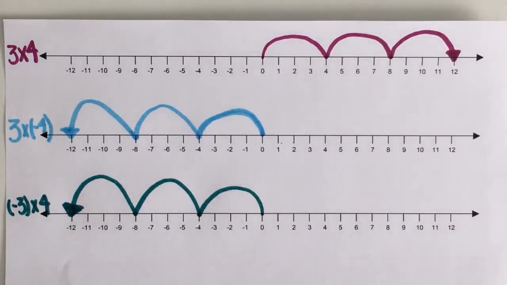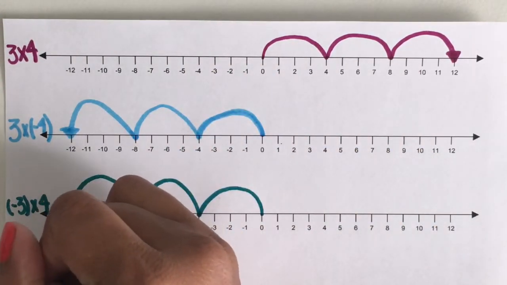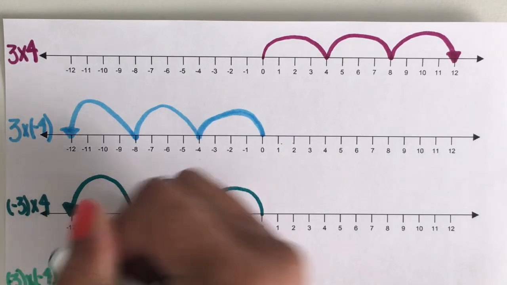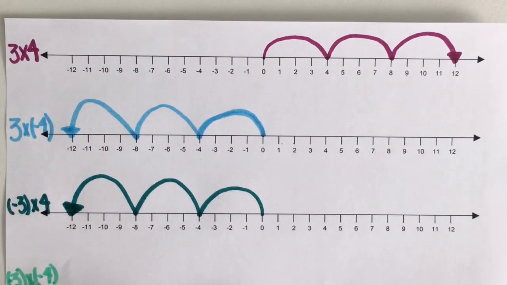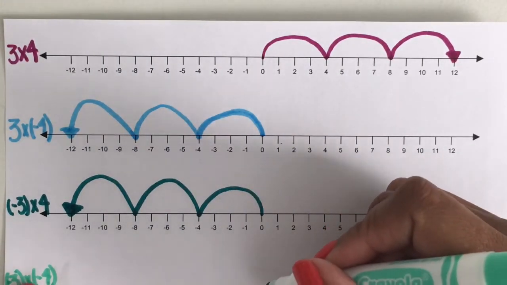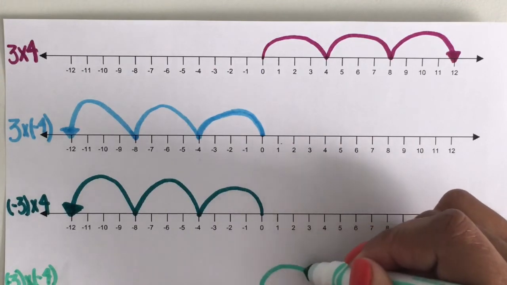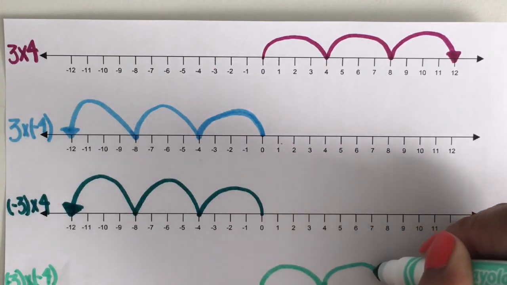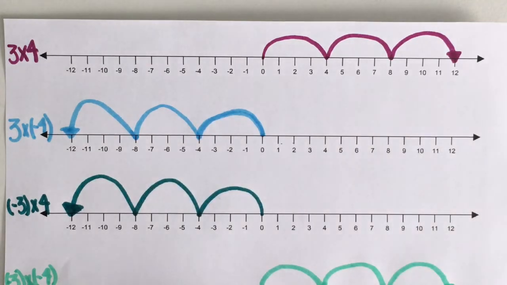And then our last one is negative 3 groups of negative 4. So negative 3 times negative 4. So just like this one up here, we said the opposite of 3 groups of 4. This is going to be the opposite of 3 groups of negative 4. So if we're talking about 3 groups of negative 4, we go to the left. But if we want the opposite of that, we go to the right. One group of 4, 2 groups of 4, 3 groups of 4.